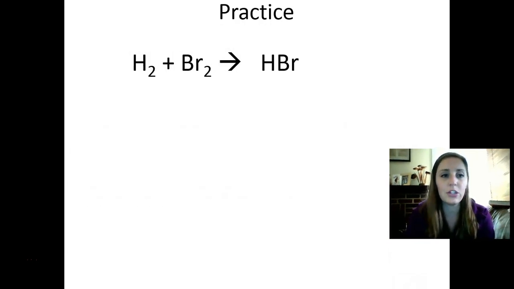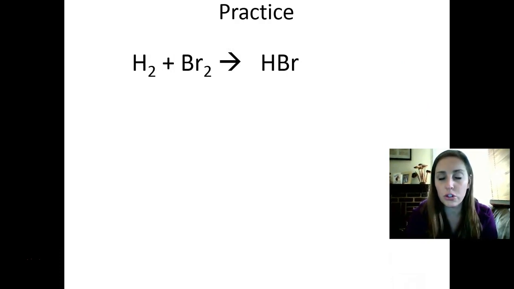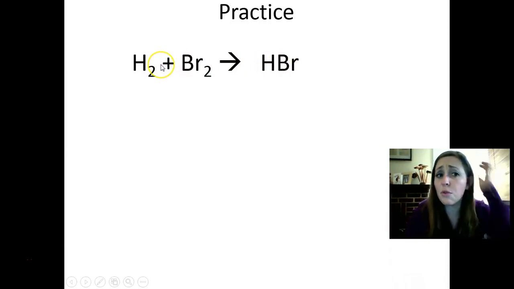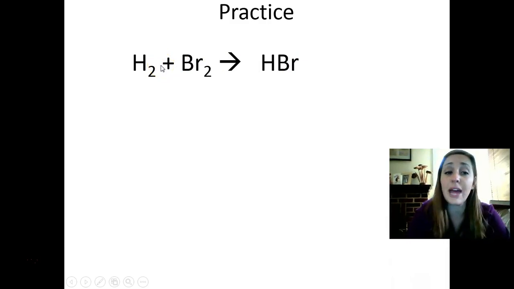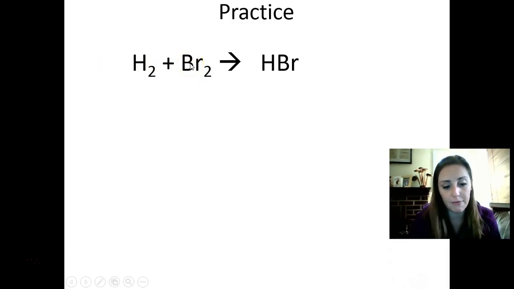All right, so let's do this equation. This is a simple one, and I'm going to show you the shortcut that I like to use. This is hydrogen and bromine, and they're reacting to form hydrobromic acid, HBr. Remember that hydrogen, when it's by itself, is a diatomic element. That's why it has the 2. And bromine as well is a diatomic element. These are both part of those Brinkelhoff guys.